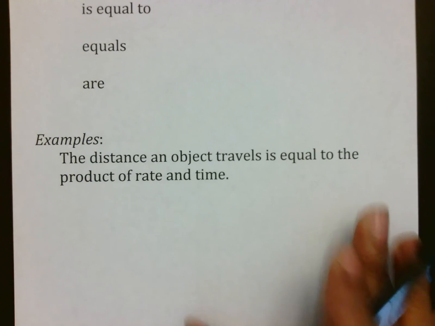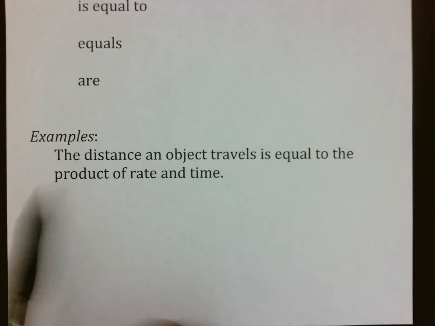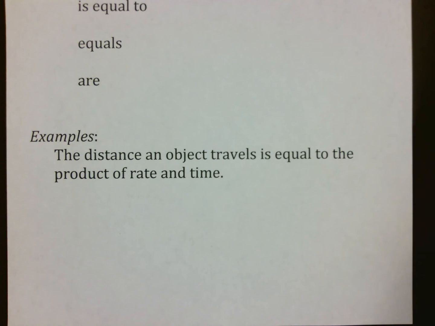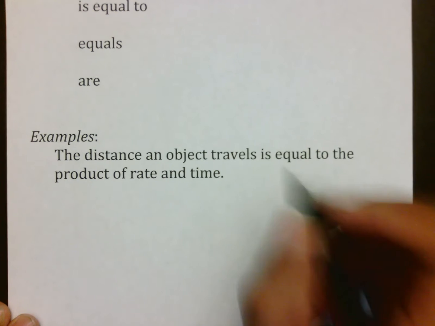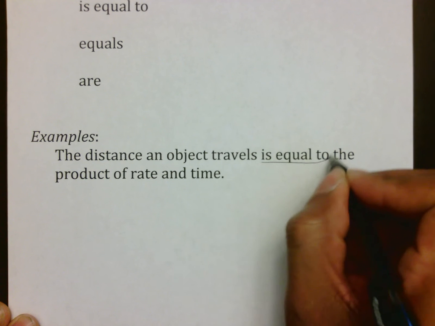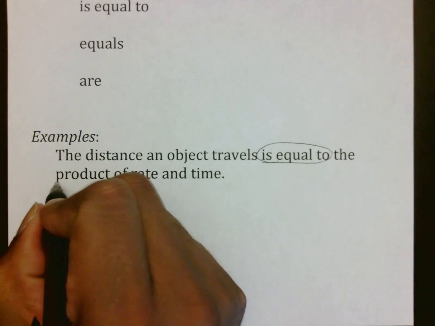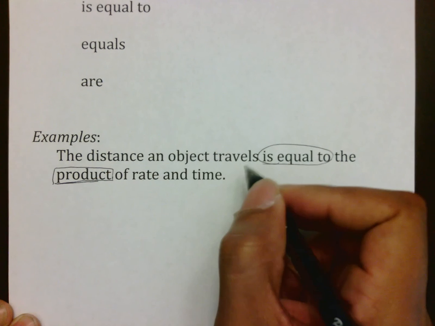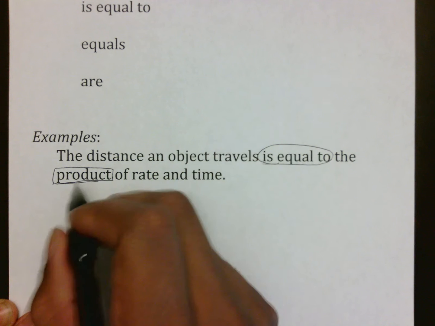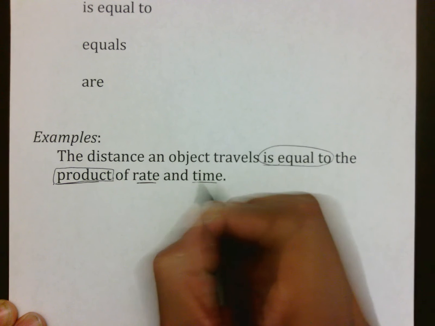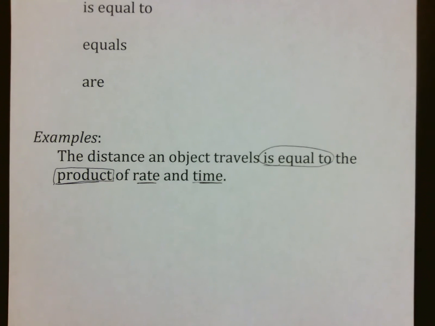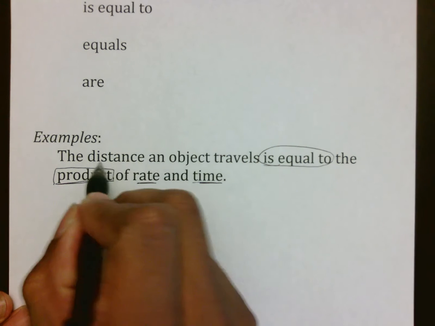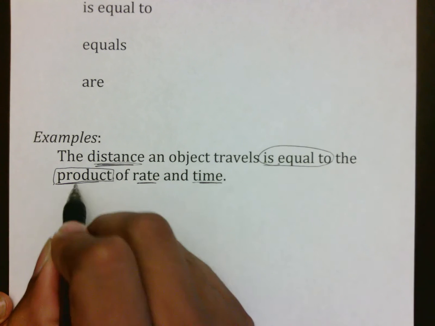So when you see a statement like this, these again are your examples. The distance an object travels is equal to the product of rate and time. Here, again, "is equal to" would be our operation. We have "is equal to" as our equal sign. We have an operation word here. The thing we have to look out for is the product of rate and time. And I told you before that you want to use variables that make sense. So what we're looking at here is the distance is equal to the product of rate and time.